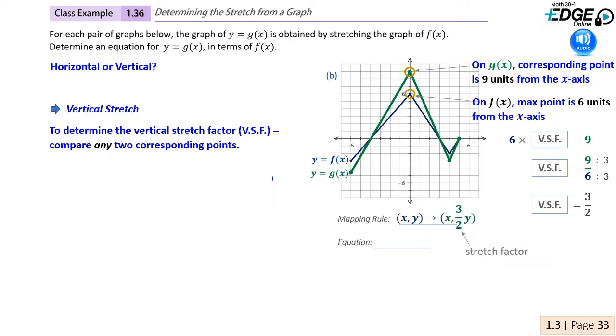Well, because that vertical stretch factor is in fact the A value, we will write the mapping rule of (x, y) becoming (x, 3/2 y). You could also write 1.5 there, because what you see with the vertical stretch factor is what you get as your A value. Similarly, when we write the equation, the A value appears on the right side of the equation in front of f and as its true vertical stretch factor value. So here, g of x is equal to 3/2 f of x.